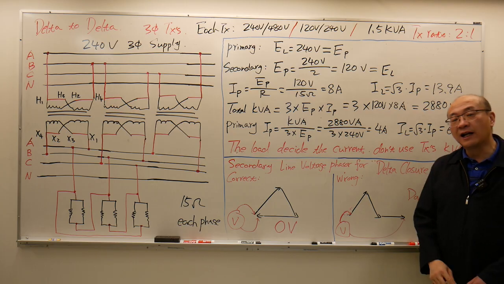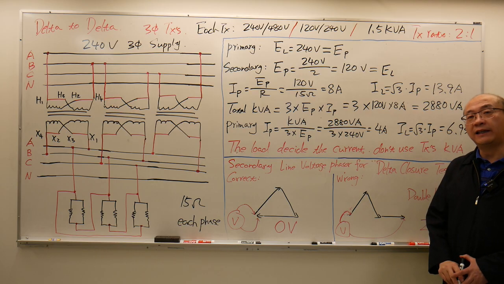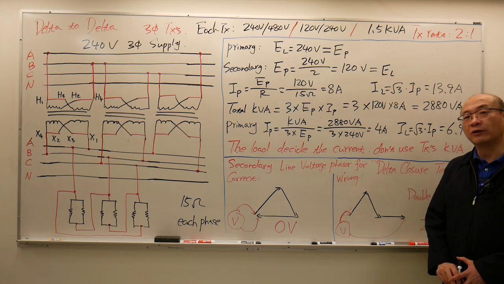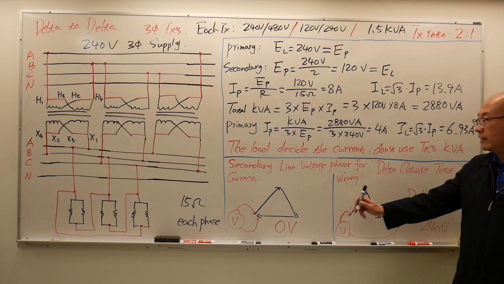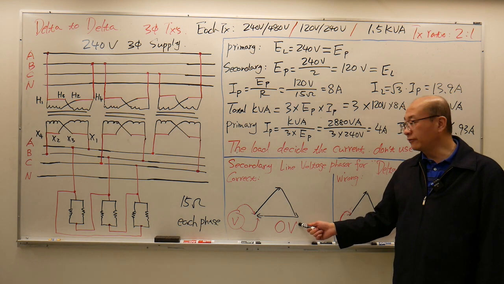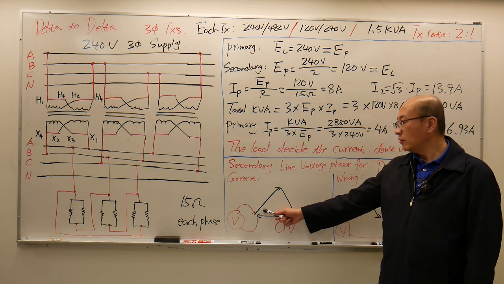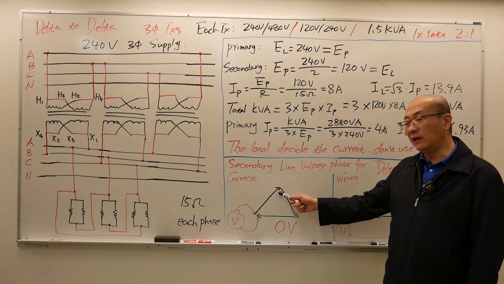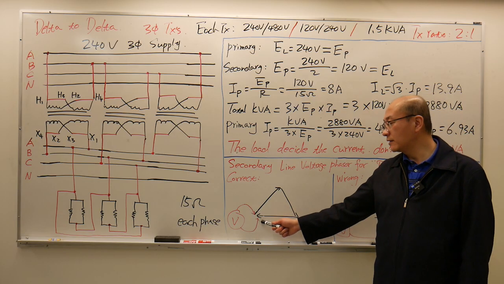We talked in the class that when the secondary is delta, we have to do a delta closure test before we finish the last jumper. I'm going to show you on the board how we're going to do it. When we connect those three phase transformers, one phase goes here, another phase goes here, and the third phase will finish the triangle.